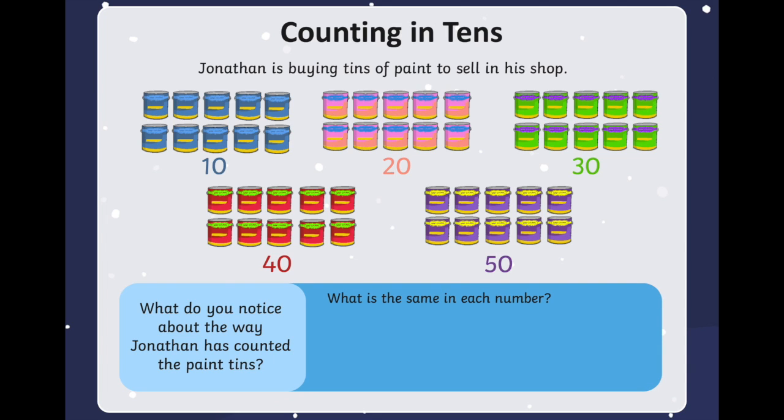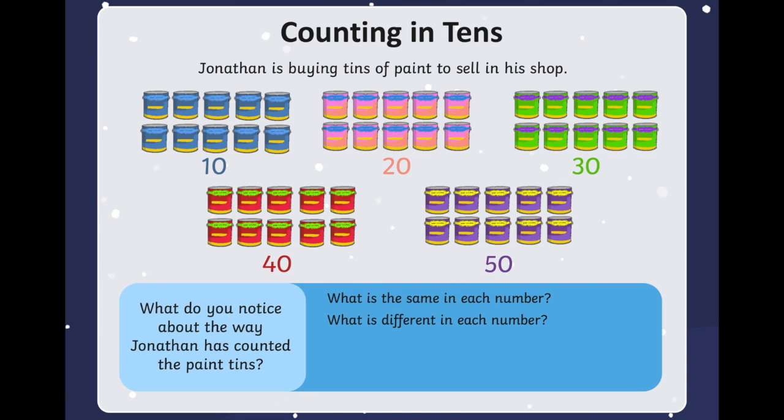What is the same in each number? Let's look at these numbers. 10, 20, 30, 40, 50. What is the same in each number? That's right. Each number ends in 0. Well done.